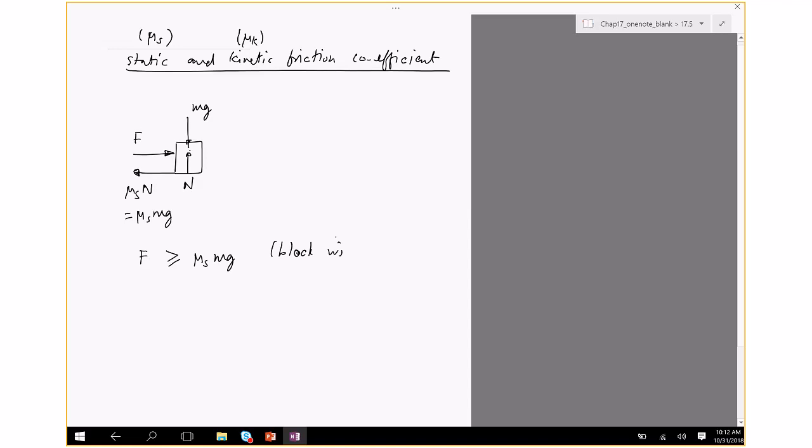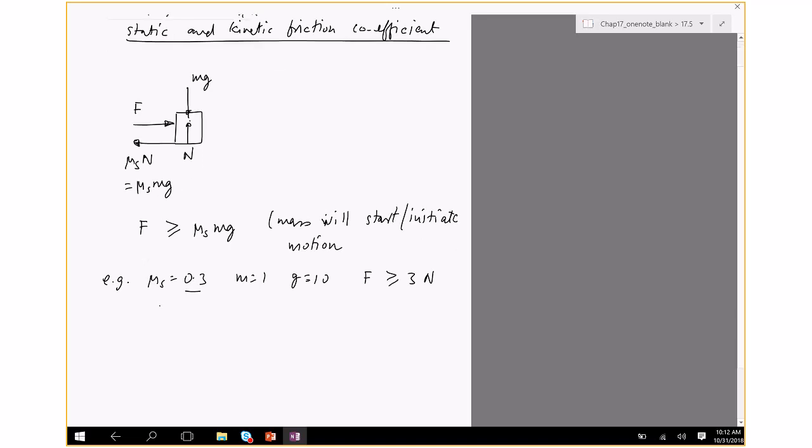will start or initiate motion. So until the force is greater than mu s mg, it's not going to move. So for example, if you put mu s equals 0.3, m equals 1, g equals 10, then the force to initiate motion has to be greater than 0.3 times 10, so 3 newtons. So unless the force is 3 newtons, the block will not move.